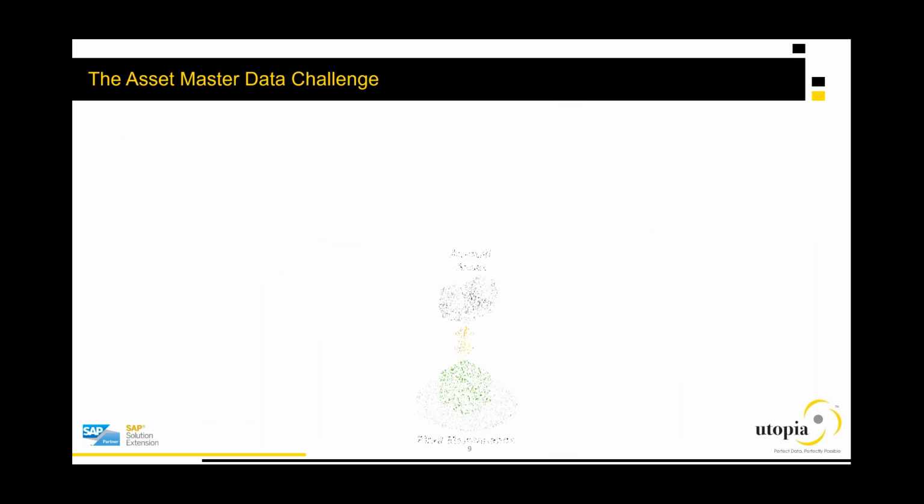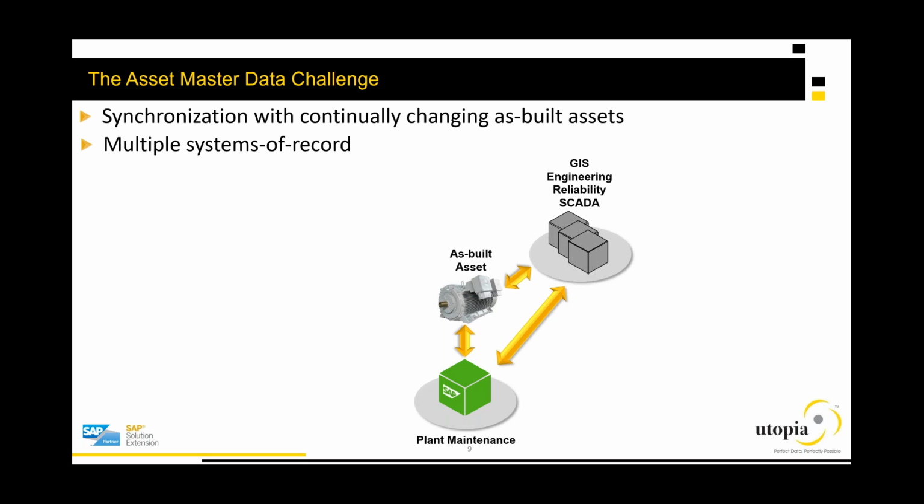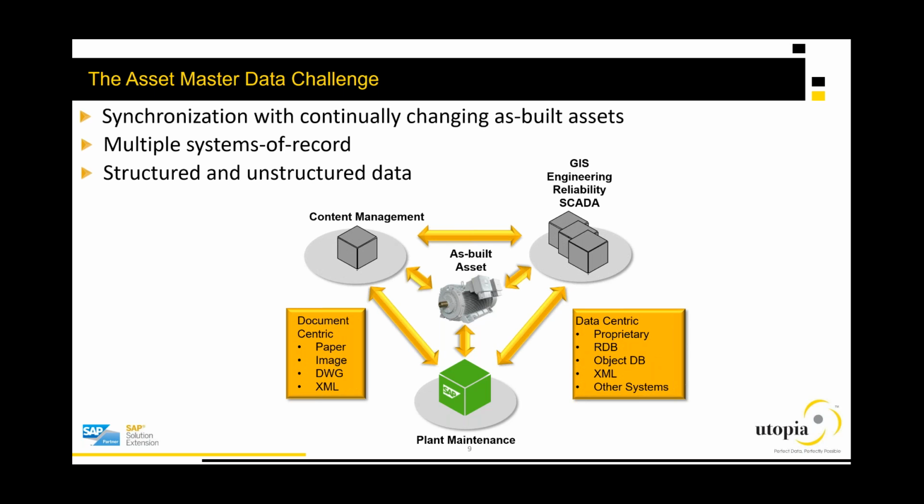One of the issues you have in this area, though, is that this information not only exists in your plant maintenance system, it also exists out in your GIS, out in your engineering, reliability and SCADA systems. So you have a whole set of data that is in your plant maintenance system. You have another set of data out in these systems. And you also have unstructured content. You have documents and so on that also need to be managed, aligned and synchronized as this information gets updated. And one of the important parts of this is to make sure that if any one of these systems changes the data, the other two systems actually get synchronized with the updated data.